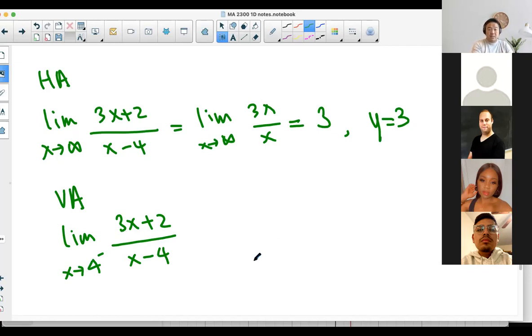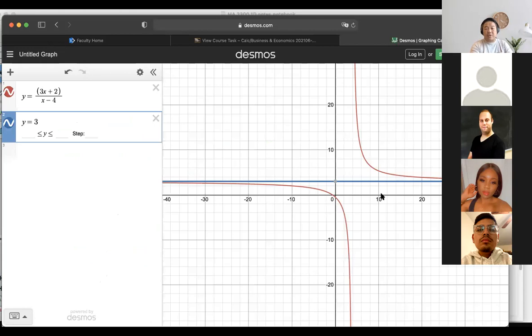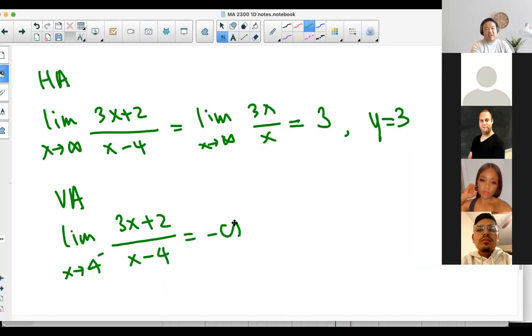Then which value is this approaching? When I approach 4 from the left, you can see that my graph is going down. So therefore, I know that my answer for this one should be negative infinity. Therefore, my vertical asymptote is x equals what? 4. So I can justify my horizontal and vertical asymptotes using the limit.